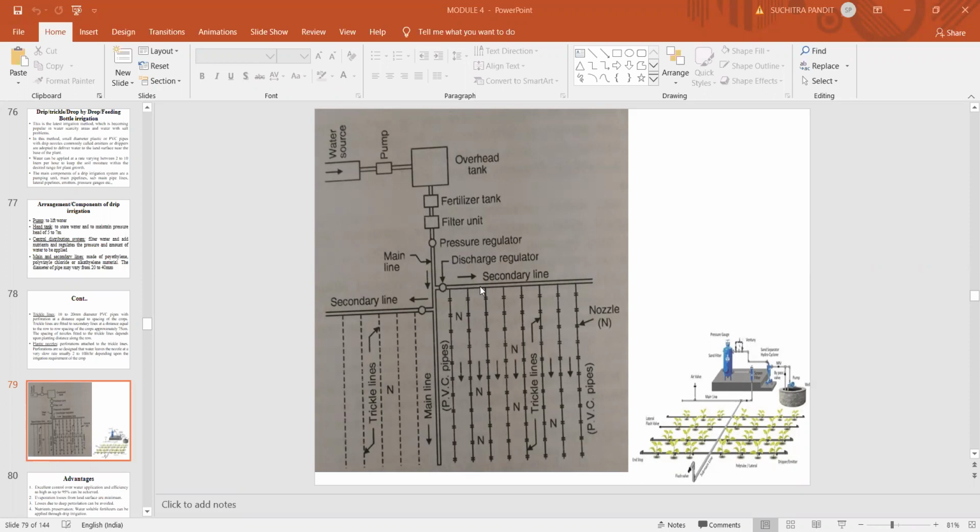To this main pipeline, the secondary lines are connected, and to these secondary lines you have the laterals. To these laterals you have small nozzles, which are nothing but the drippers. Through these drippers the water is directly supplied to the base of the plant, drop by drop. When you compare with other methods of irrigation, the drip irrigation method has the highest irrigation efficiency compared to the sprinkler and other methods of irrigation.